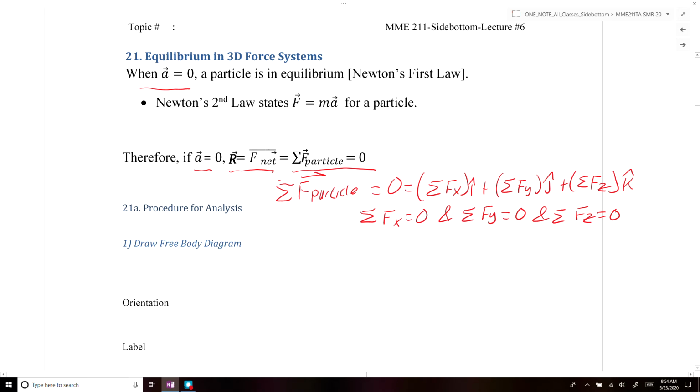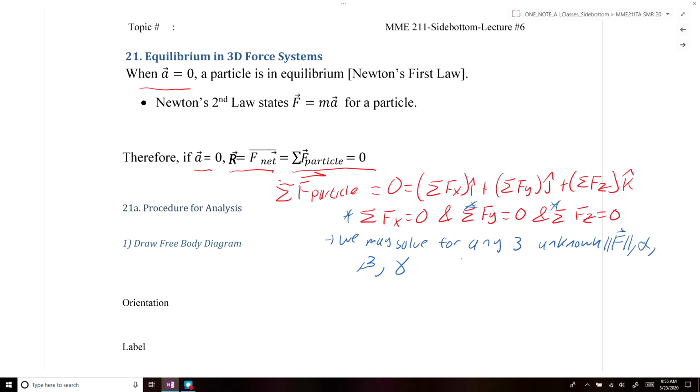Okay, so using these three equations, we may solve for any three unknown forces. So I should say three unknown force magnitudes. Or we can also solve for the direction of the vectors, so alpha, beta, and gamma, for any force. But we can only solve up to a maximum of 3 of those.